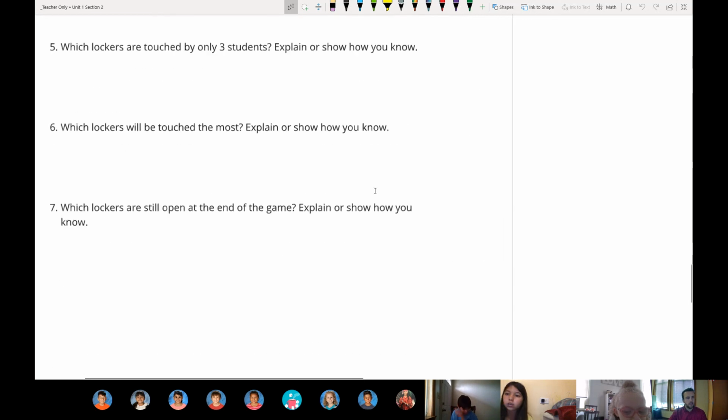There should be a couple more questions about lockers that are touched by 3 students, which lockers are touched the most. You can leave 7 blank. You don't need to do 7. It says which lockers are still open at the end of the game. Since we didn't do open and close like it asked us to do, we just marked what was touched. You don't need to do 7, okay?